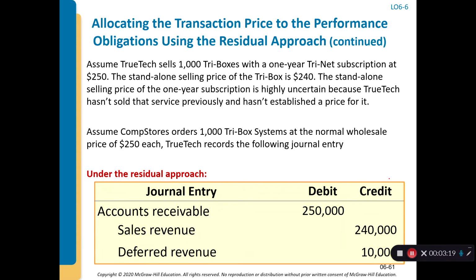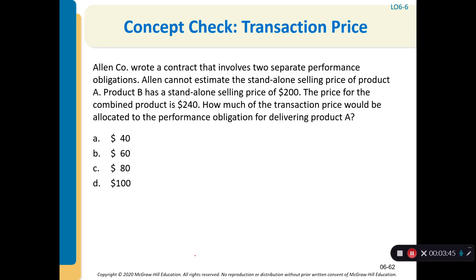To journalize it, we debit accounts receivable for $250, and we credit sales revenue for $240 because the TrueBox is delivered at a point in time. And we credit deferred revenue for $10,000 because this is the obligation to perform over a period of time, right?